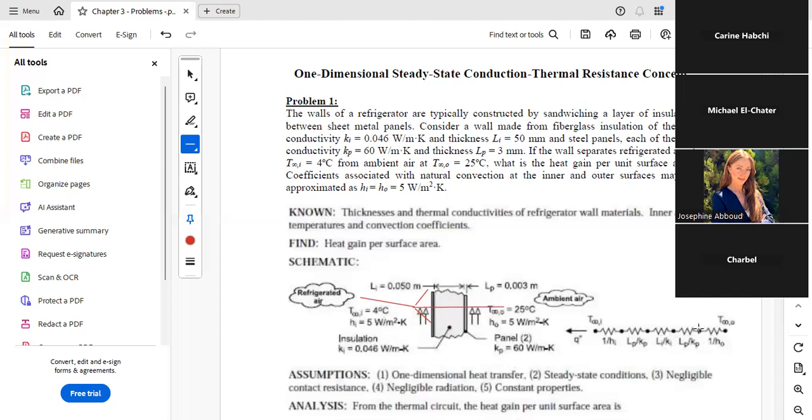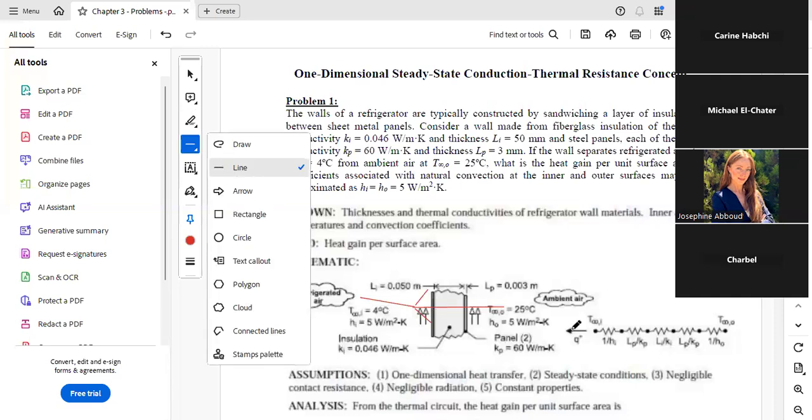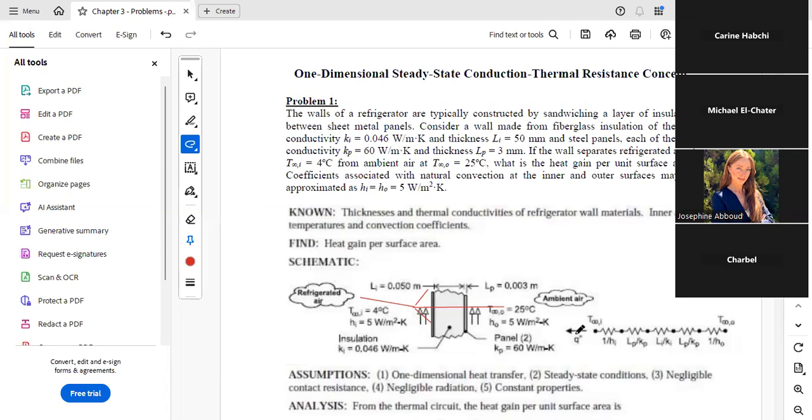And what is the first unknown to start with? Whenever we draw this circuit, what can we calculate? Doctor, may you repeat your question? Okay, once we draw this circuit, what can we calculate now? We have this figure. Q second. Q second, very good.